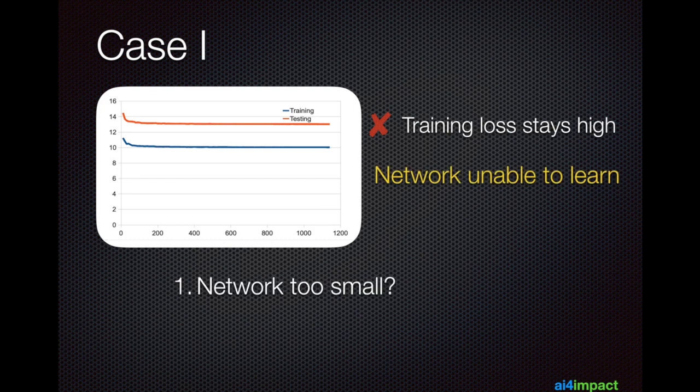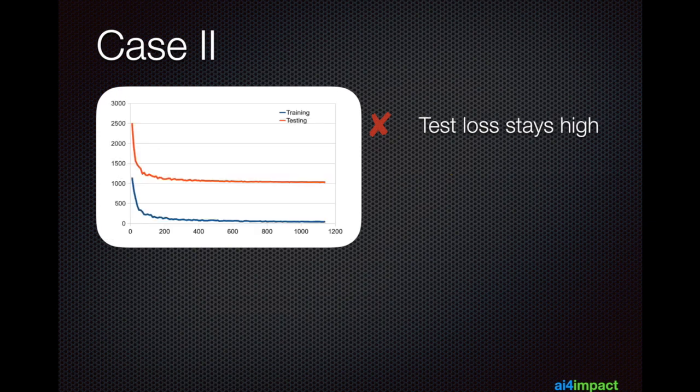The first thing you need to check is if your network is too small. Expand it. The other thing you want to do is to check that the data you feed your network is normalized. Unnormalized data, especially large values, will lead to a network which is unable to learn. In the second scenario, the test loss stays high while the network trains well. This simply means that the network is memorizing the training data without actually generalizing to the test data.